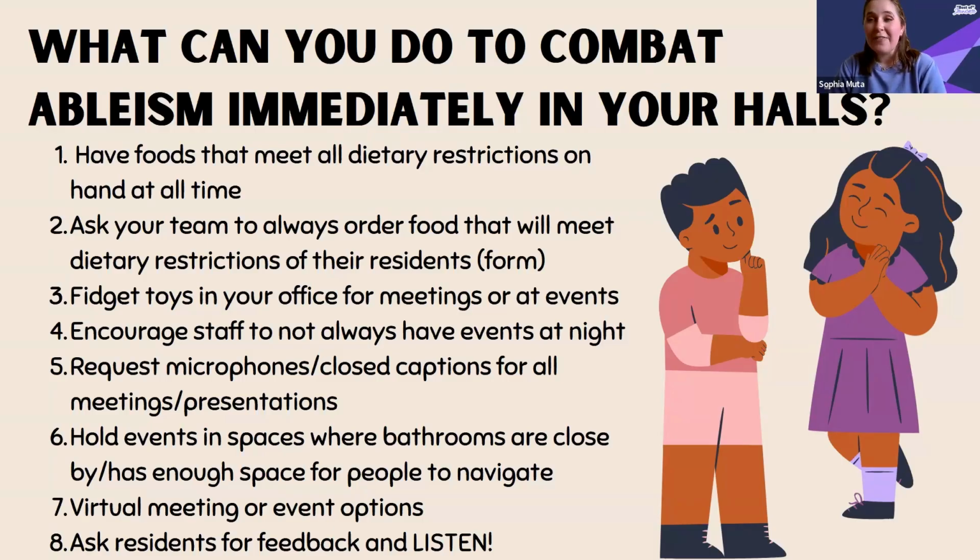Maybe you have fidget toys in your office for meetings, or maybe you have them at events or trainings. Encourage your staff to not always have events at night. Some students have various different needs, and maybe the evening time is not their time to go and socialize. Maybe they don't have any energy at all. Maybe they're having a pain flare up, and having an event at night is really impacting their ability to go and meet people and create community.